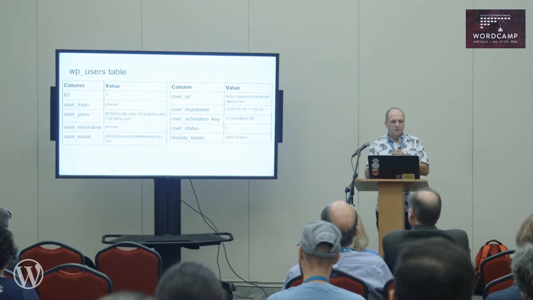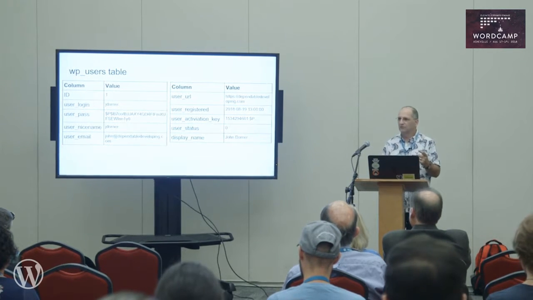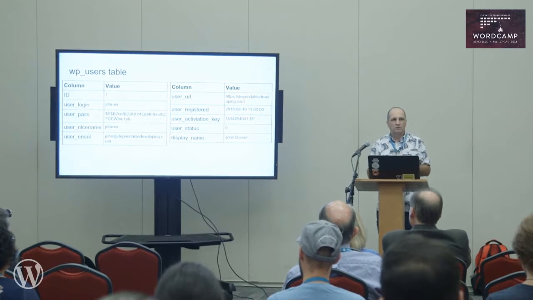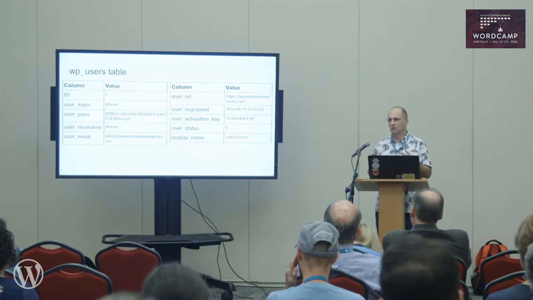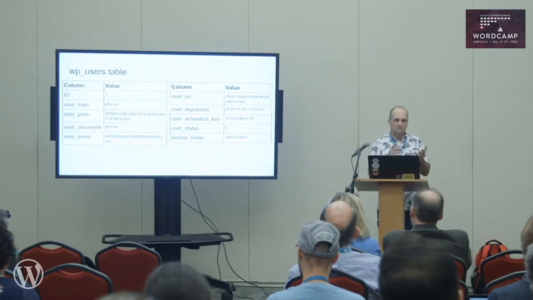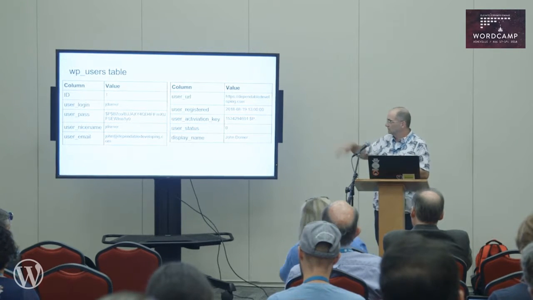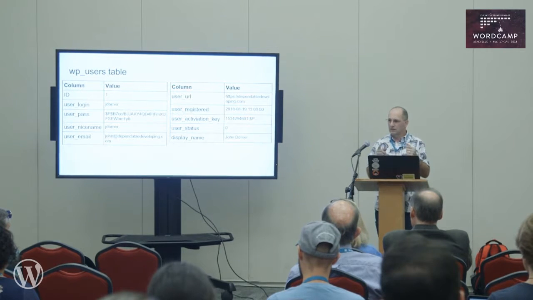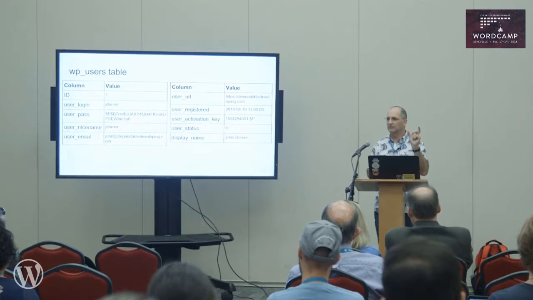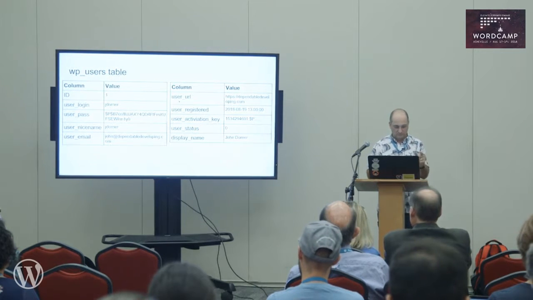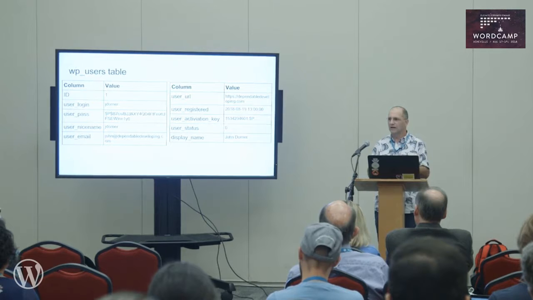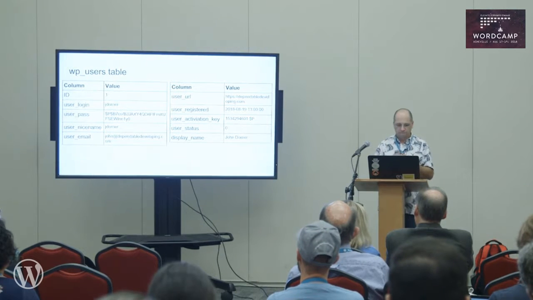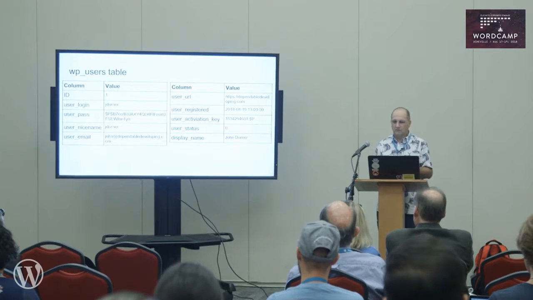The user nice name is different from the username. I learned this one the hard way. If you go to the authors page, each contributor to your site has an authors page. If the username has spaces or apostrophes or some other characters that aren't underscores, hyphens, and alphanumerics, then the user nice name is what's going to be used for the slug of that user. So if you change one, you probably want to change the other. 99% of the time they're going to be the same unless the username has some character that's not a URL part. User email, user URL.